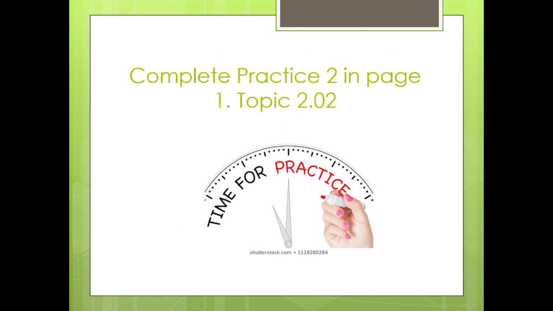Now, complete practice 2 on page number 1, topic 2.02. This is your time to start practicing what we have just seen. Remember, you have to keep track of everything you are doing. It can be in your notebook, it can be just on a piece of paper. But remember that you have to be very specific and write down your conclusions. After you're done with this exercise, you can go back to the video and continue with the follow-up content.